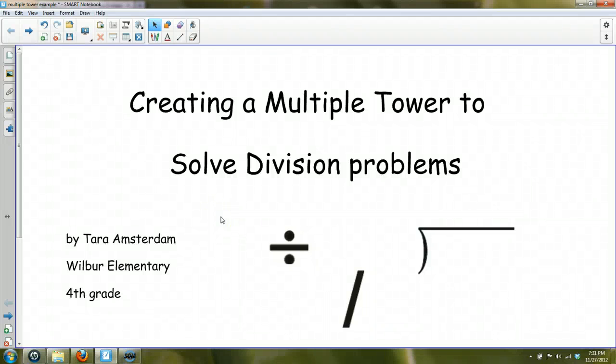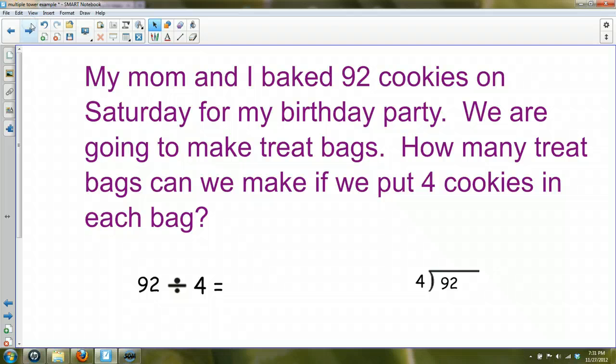Hi guys, the purpose of this video is to show you how to use a multiple tower to solve division. I started with a story problem to help us put the division problem in a context that makes sense.